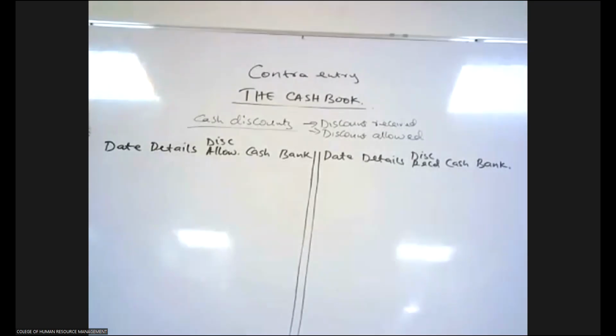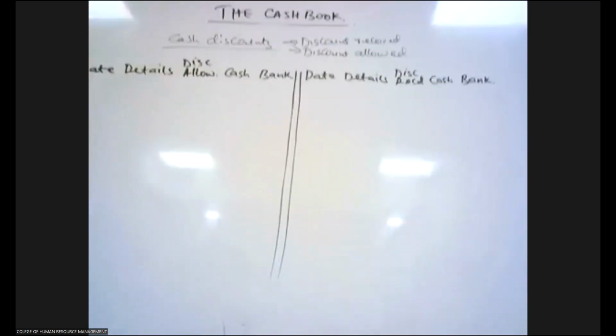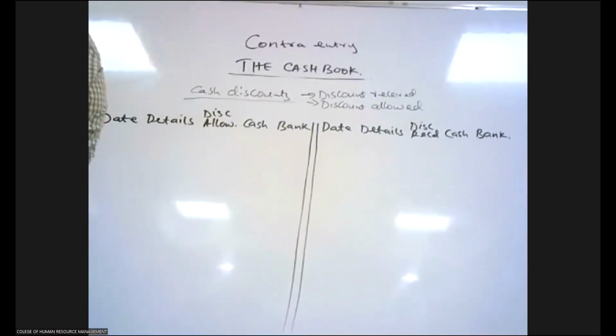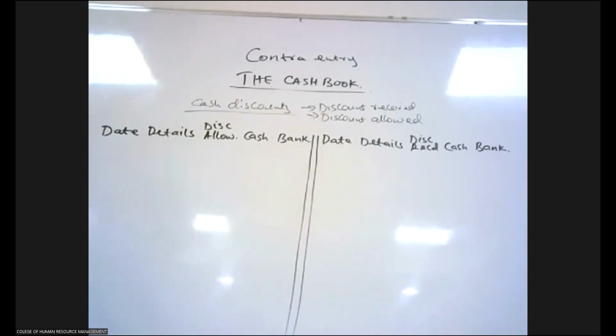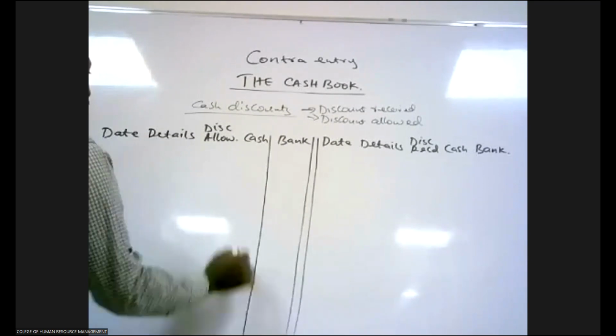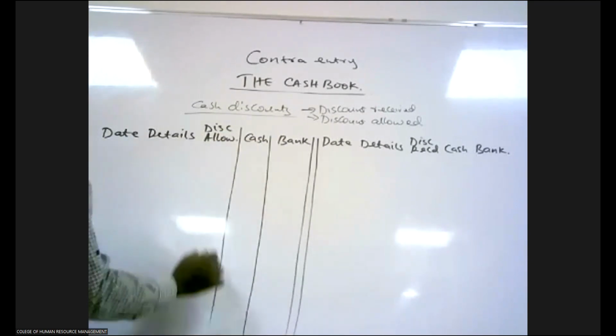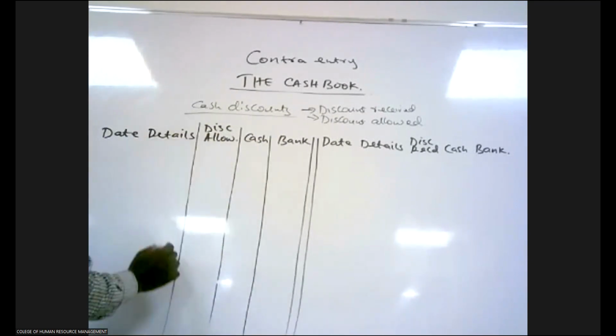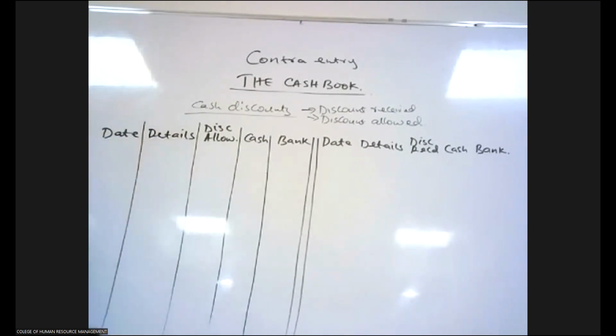Mwalimu, kindly just give the definitions again. I think when you went into details, I got lost. Which one? This between the two. The discount received, the discount allowed.